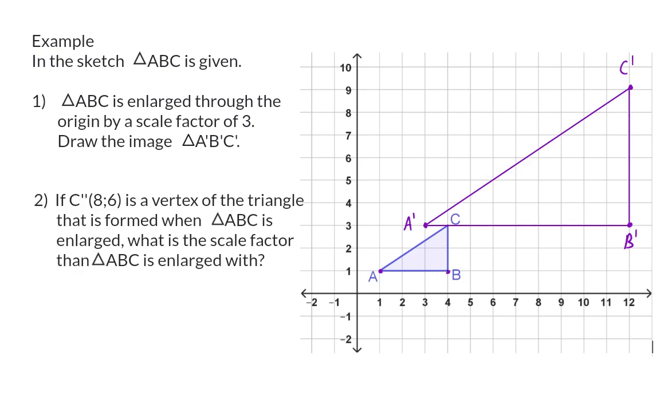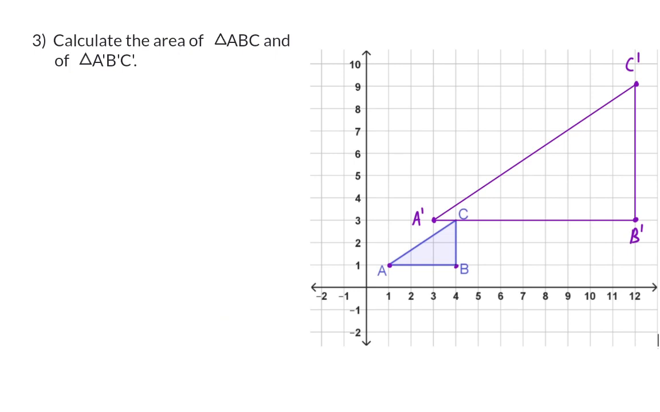Question 2. If C double prime, which is 8, 6, is a vertex of the triangle that is formed when triangle ABC is enlarged, what is the scale factor that triangle ABC is enlarged with? We already know that point C is the coordinate 4, 3. This will now change to a new coordinate 8, 6. Both the x and y value have been multiplied by 2, and that means the scale factor is 2.